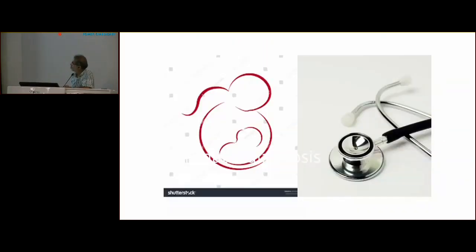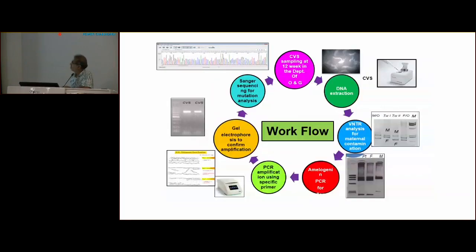So briefly about prenatal diagnosis. Usually we do it by CVS, which is done in the Department of Gynecology. This is a CVS sample. The adherent DNA clots are removed under a dissecting microscope. You do a DNA extraction, then do a VNTR analysis to rule out maternal contamination. You also do an amelogenin PCR in the case of X-linked diseases, because if it's an X-linked carrier, you will not proceed further. Then you do a PCR amplification using specific primers for that particular disease. You do a gel electrophoresis to confirm that you have a band, and then you do sequencing.